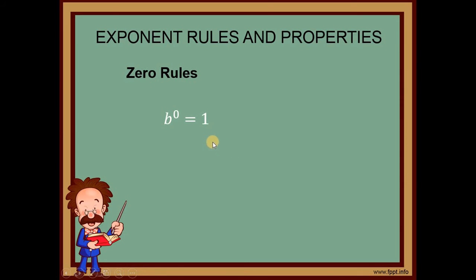Next, let's have the zero rules. The first one, we have b raised to 0 is equal to 1. Let's have an example. If we have 5 raised to 0, this equals 1. So, 10 raised to 0 is equal to 1. 17 raised to 0 is equal to 1, and so on and so forth.